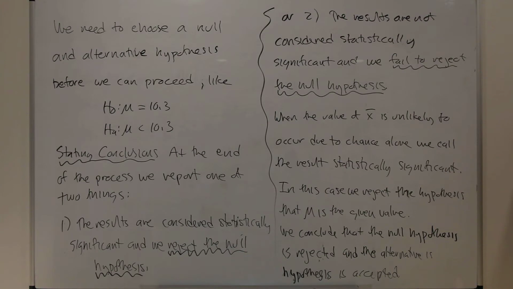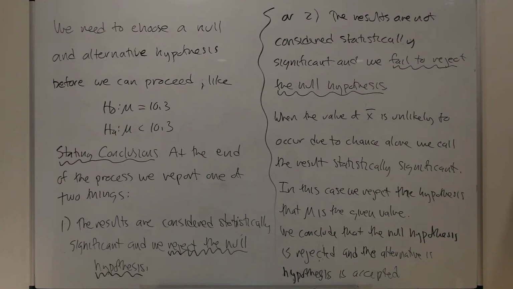So if we were talking about our potatoes, the null hypothesis might have been mu is 10.3, and the alternative was your suspicion that they're shorting us on the size of potatoes. The mu is probably less than 10.3. That was 10.3 ounces, I guess. Pretty heavy potato, I'm thinking.